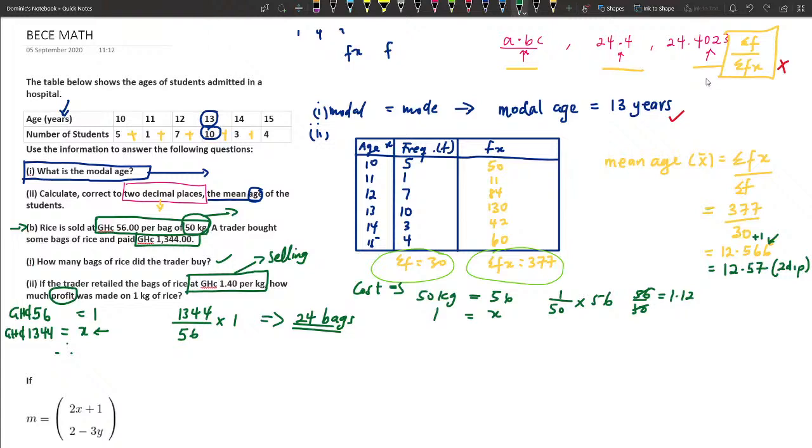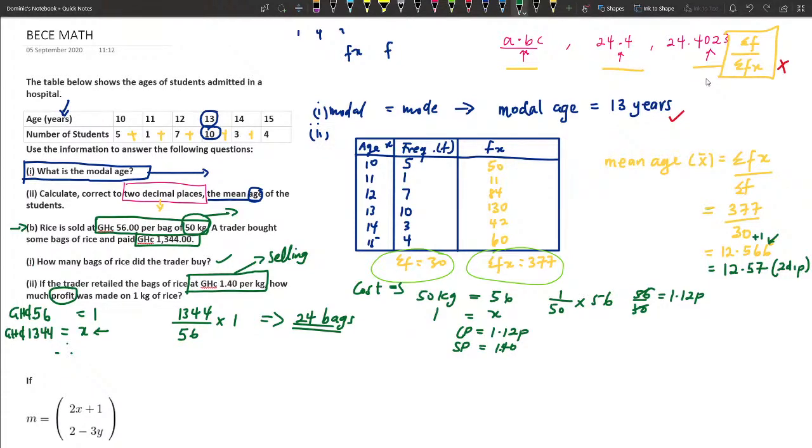112. We flip decimal places, we should get 1 cedi 12 pesos. So this is our cost price. Now we have our cost price. Let me put CP here, cost price to be this, and then we have our selling price, which is this one.